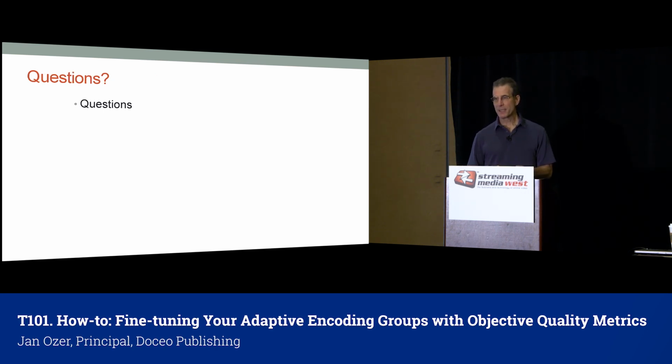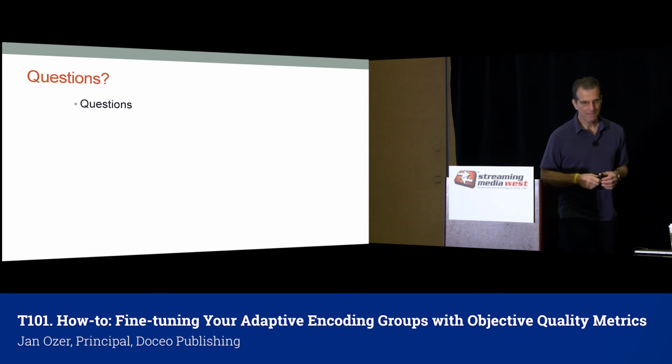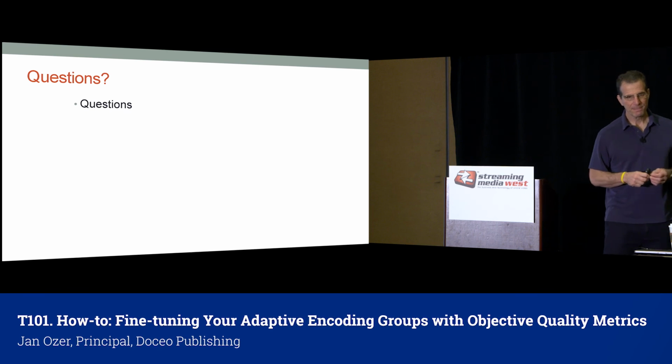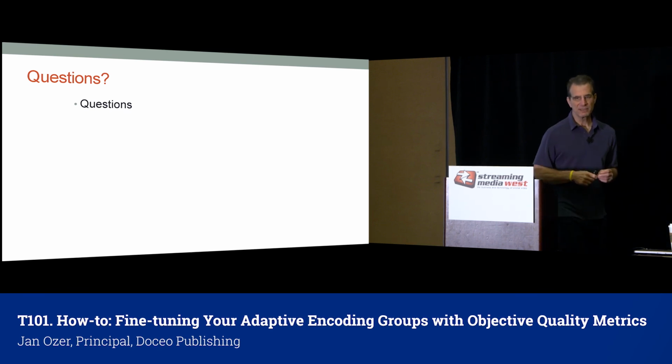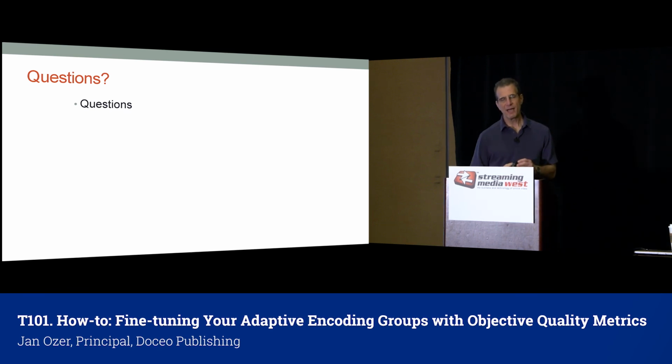Any questions? How would you go about building the ladder for live type applications? Good question. So how do we go about doing the ladder for live? Typically what I do for live is I get some test footage, and then I just run the same kind of tests. I simulate a live, which is easy enough to do, and then I run the test, figure out the encoding ladder, and do it that way.